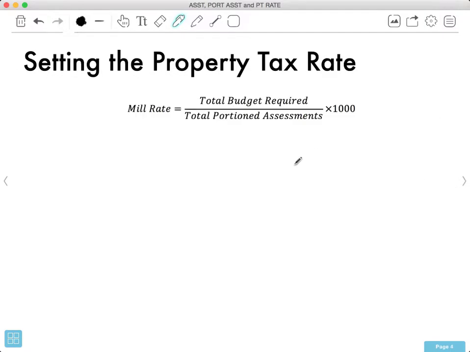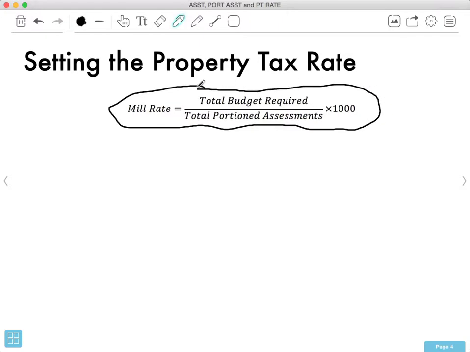Finally, the municipality has to come up with what it's going to charge for a mill rate. There's a formula that you'll have on your formula sheet. This is what, say, the city of Winnipeg would do every year. They would come up with a budget amount that they would require to do everything in the municipality, like snow clearing, run the libraries, open the pools, paint lines on the streets, and on and on. They come up with a budget, and then they divide what they need from that budget by the total of all the portioned assessments in the city. And what that does is it'll tell them what to charge for a mill rate on every property in that city in order to make up the amount they need for their budget.